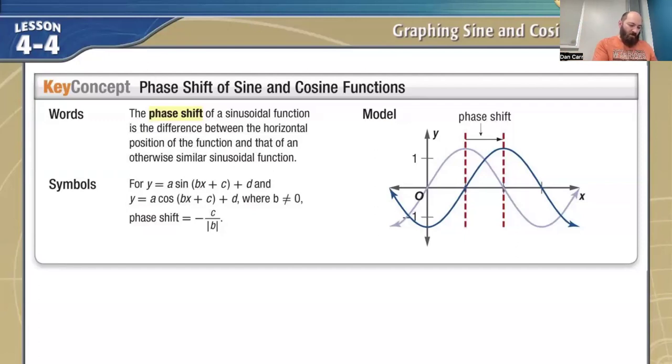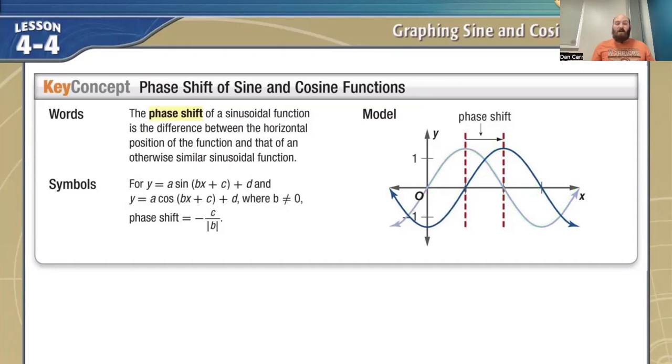It says here the difference between the horizontal position of a function and that of an otherwise similar sinusoidal function. So for example, this is our normal sine function right here. If I look at the tops over there, those maximums, it's shifting over a certain amount. Technically, every single point shifts that same amount. So this is also the same there. This point right here is shifting to there. So these are all moving the same amount when we do this phase shift.